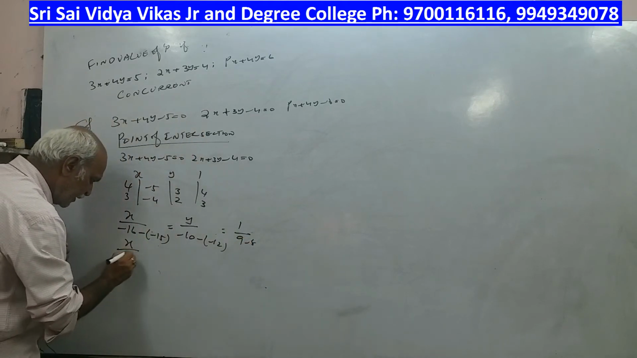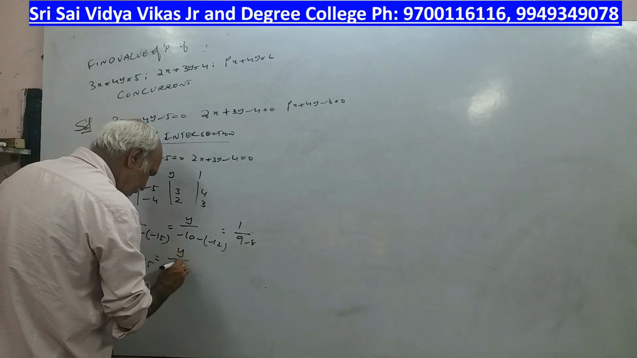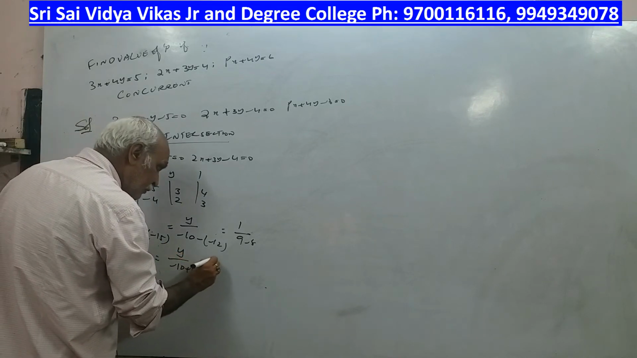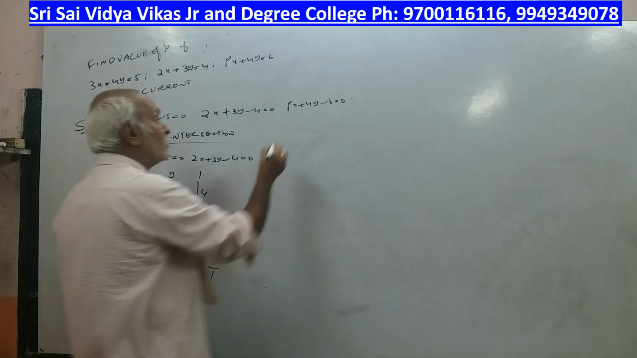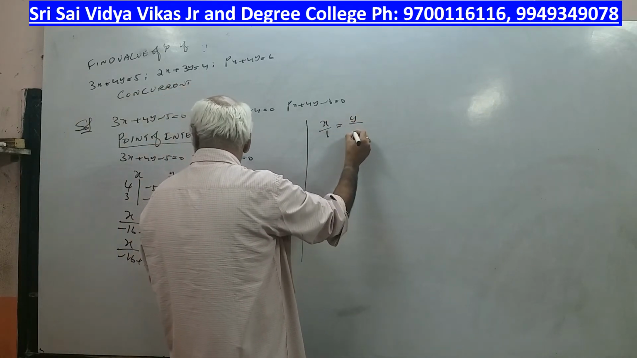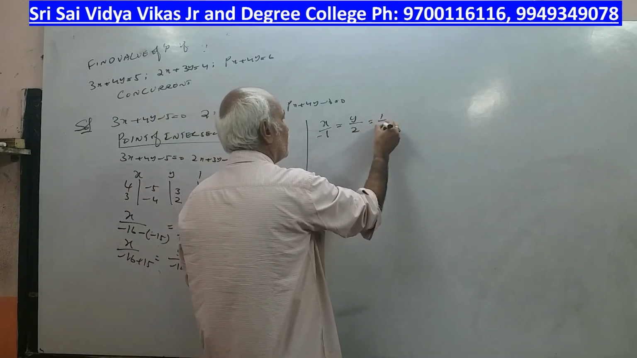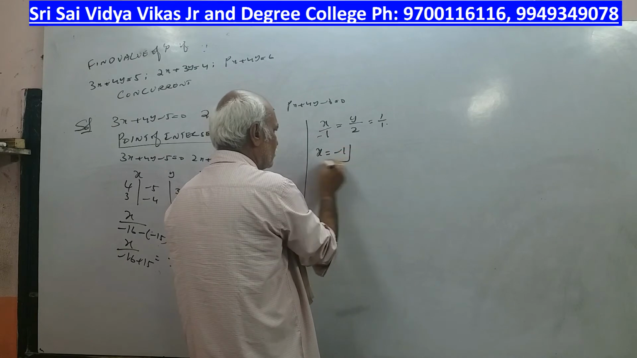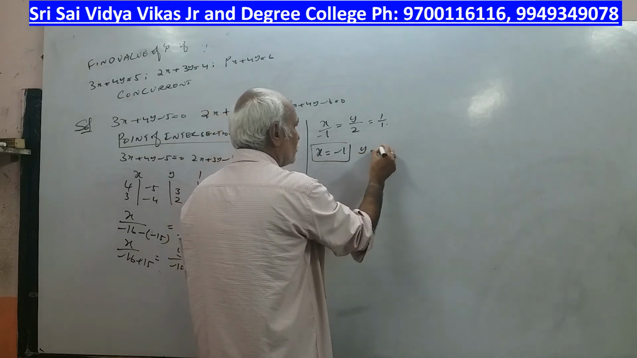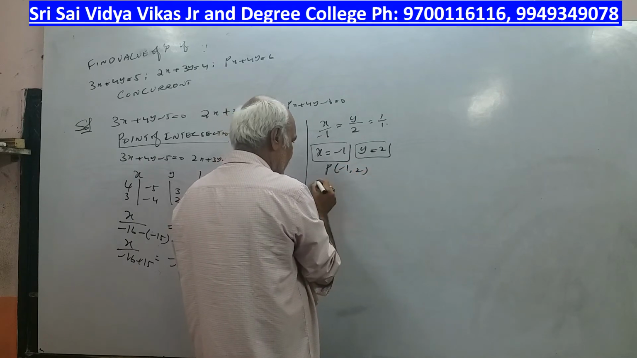So, x by minus 16 plus 15. Next one, y by is equal to 1 by 1. Therefore, x by minus 1, y by 2 is equal to 1 by 1. Therefore, x is equal to minus 1, y is equal to 2. So, P is equal to what, sir? Minus 1 comma 2.